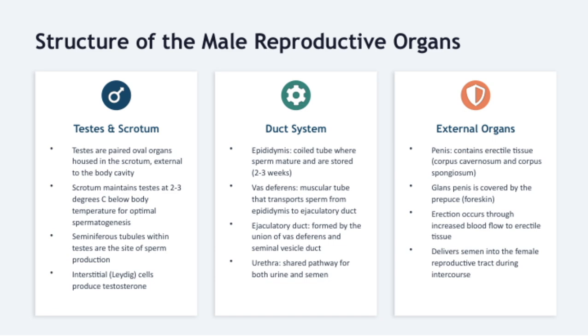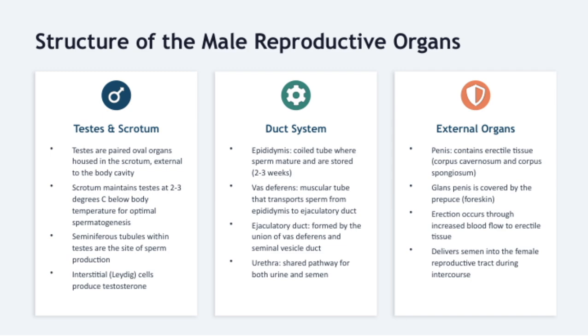Inside the testes, the seminiferous tubules are the actual sites where sperm are produced. Additionally, interstitial cells, also known as Leydig cells, produce testosterone, which is essential for male secondary sexual characteristics and reproductive functions. Finally, to tie everything together, the testes and scrotum work as a coordinated system.